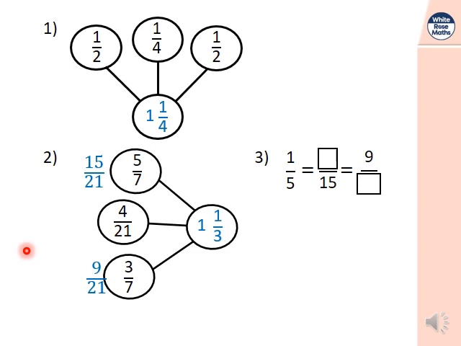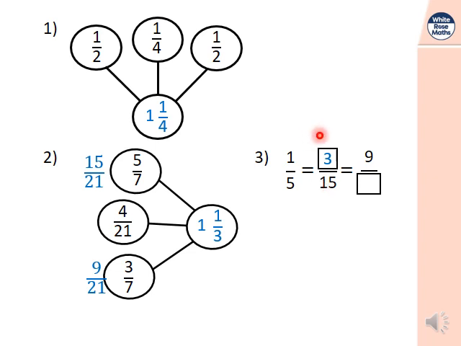And for question number 3, 1/5 is equal to something over 15. We have our denominator, but we don't have our numerator. So what would we have had to have done to convert 5 to 15? We would have had to multiply by 3. And whatever we do to the bottom, we do the same to the top. So 1/5 is the same as 3/15.